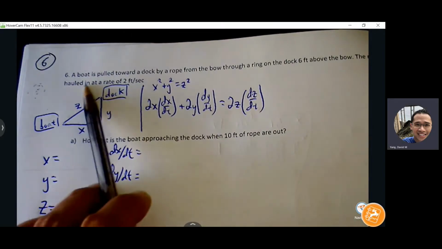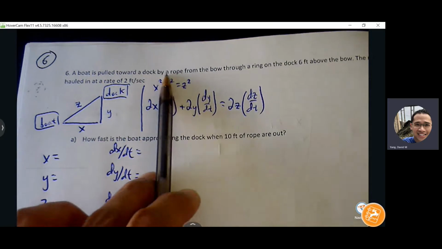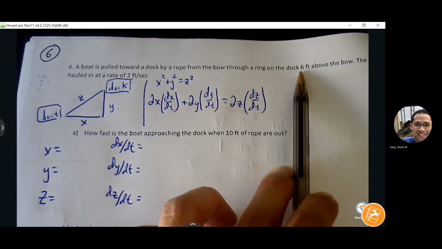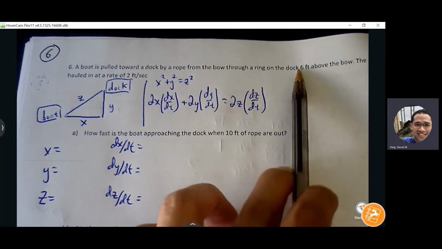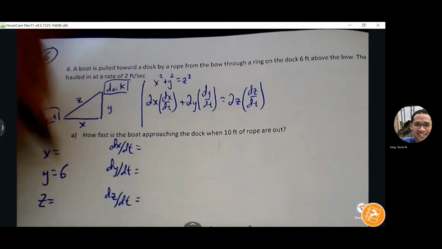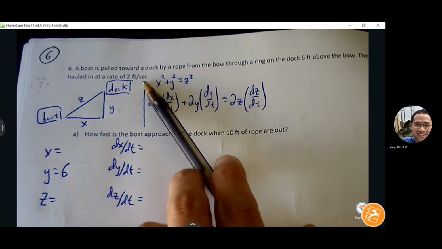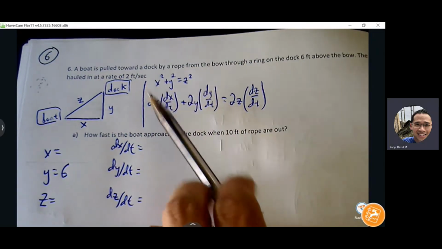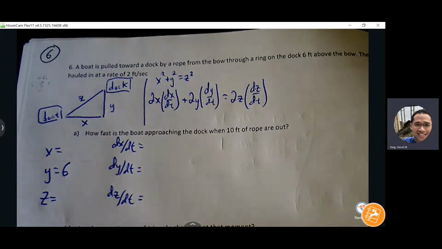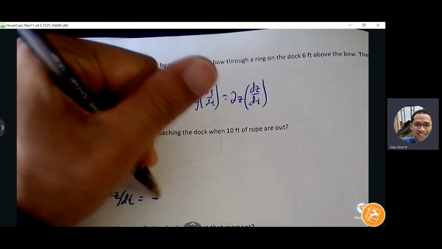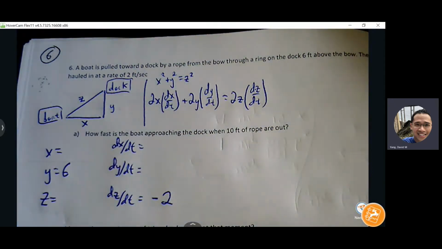Okay, so let's read the problem here. A boat is being pulled towards the dock by a rope, 6 feet above the bow. What's that? That's the y. The rope is hauled in at a rate of 2 feet per second. dz/dt. Anything special about that? Negative, because this is getting smaller. The hypotenuse is getting smaller as the boat is getting pulled closer towards the dock.